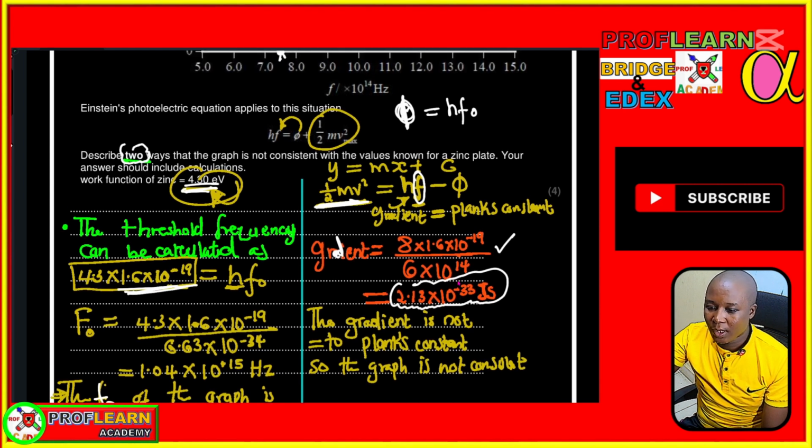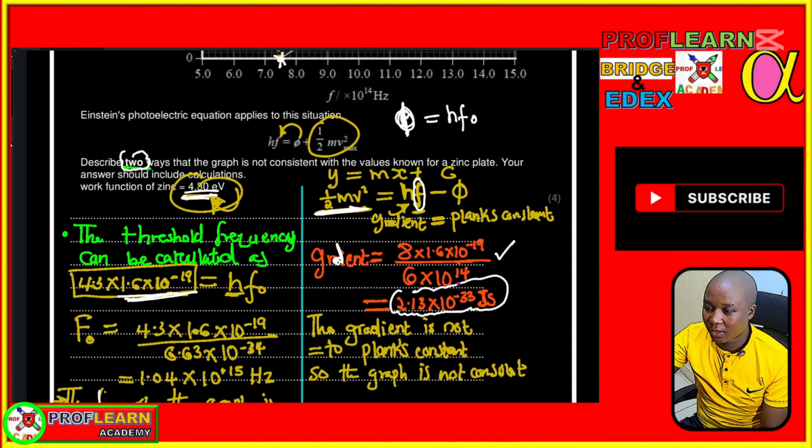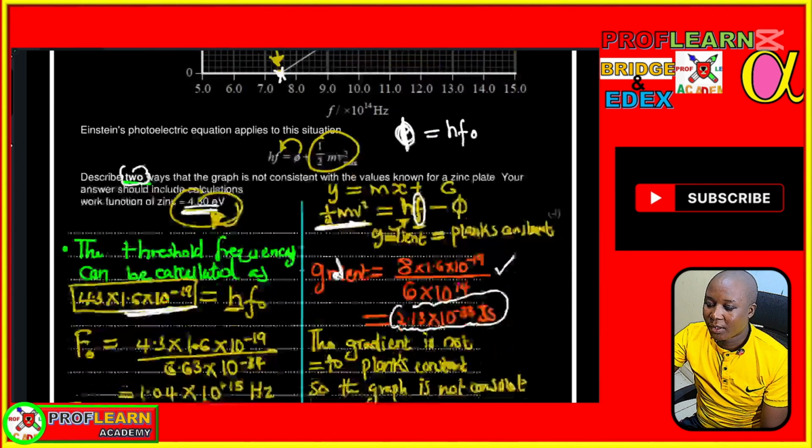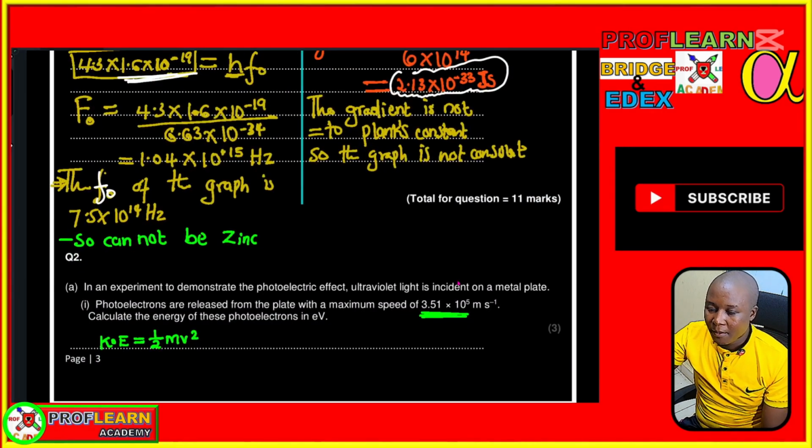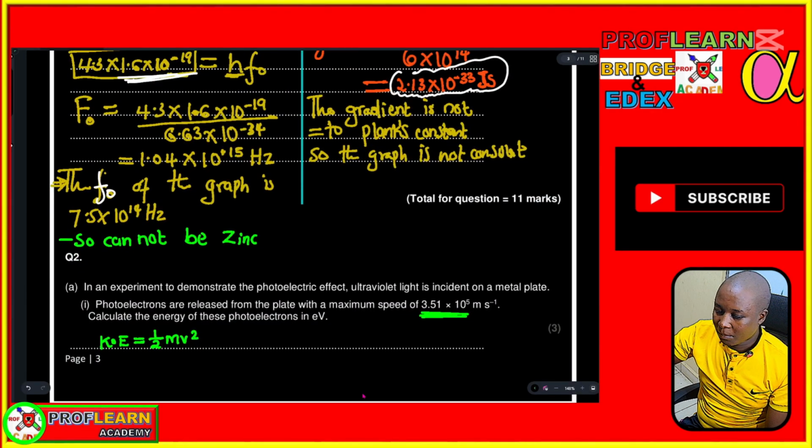So you could work out the threshold frequency, check whether it's the same as the threshold frequency shown on the graph, and also work out the gradient, and in that way you are able to show that. So basically that's what you are supposed to do. We need to move to the next part and see exactly what you are supposed to do.